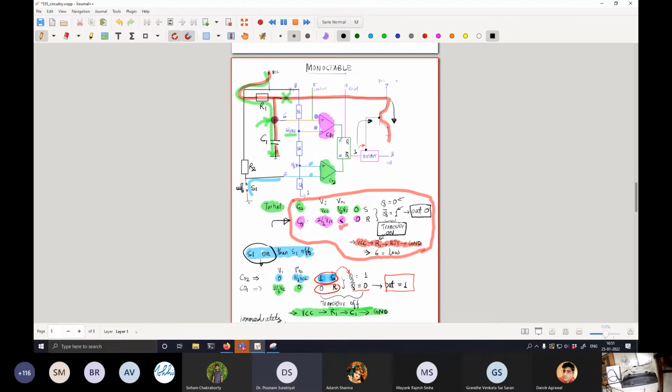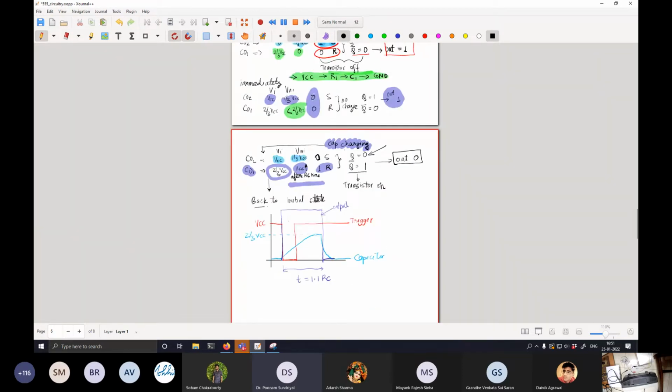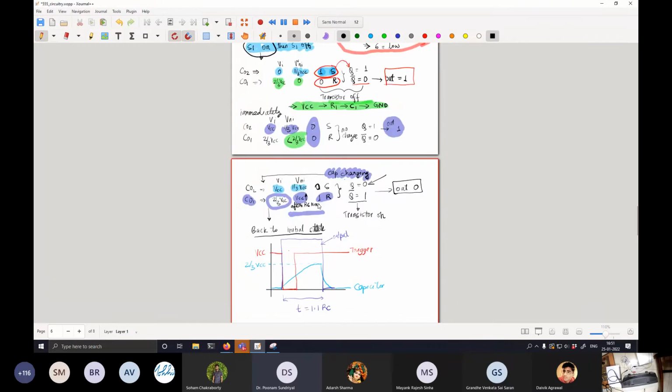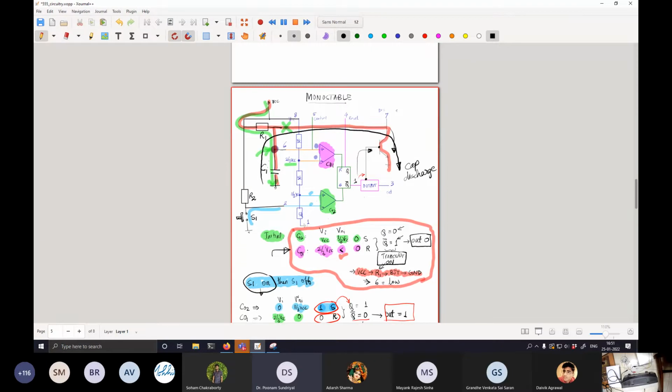Now what happens? Instead of VCC charging the capacitor, the capacitor will now find this route and discharge itself. The capacitor can now discharge itself, and so it will go back to its initial state. So let us see how it looks. We have the trigger, the voltage across the capacitor and the output. What do I mean? The capacitor has instantly been shorted to ground.